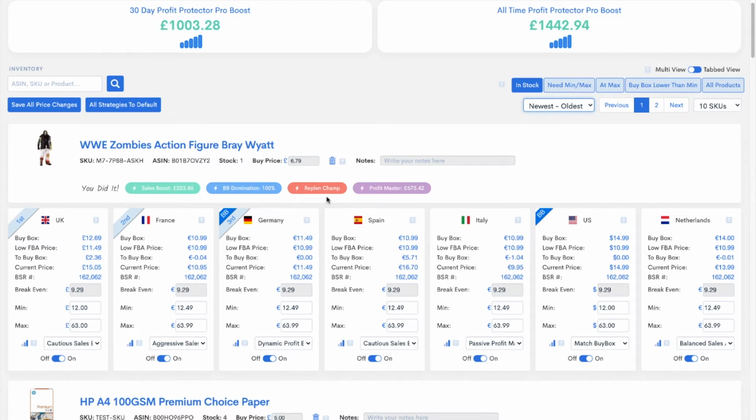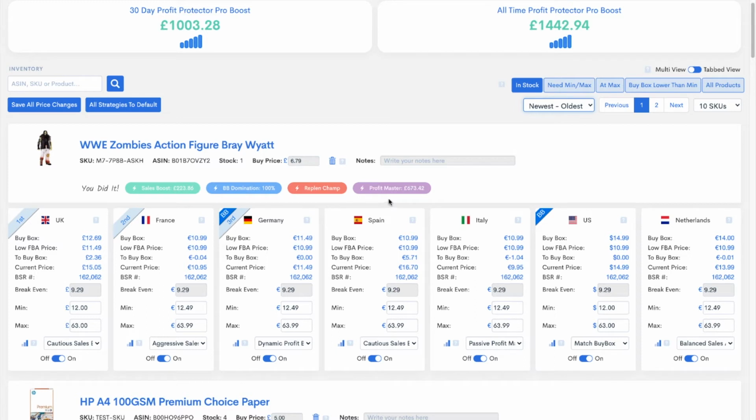It will tell you if it's a great replen item, so replenishable. So if you've sold out, restocked, and then you're selling again, that ASIN will get a replen champ badge because you've sold out, you've restocked, and then you're selling again. So it's a great replenishable item and you'll get a badge for that.